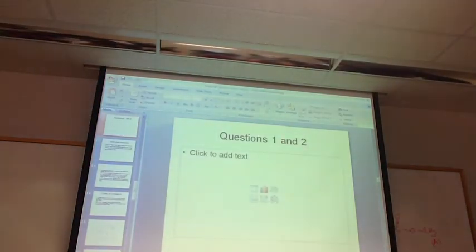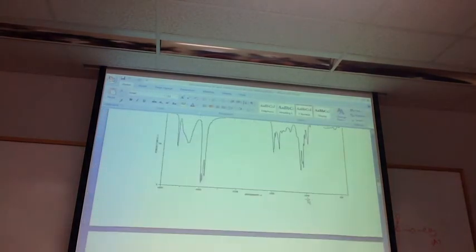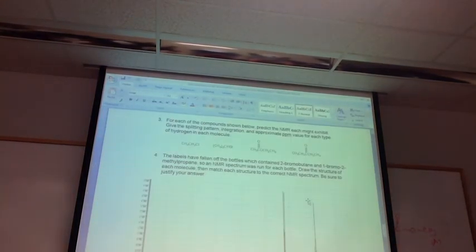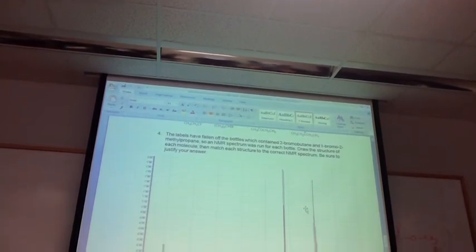Okay, so let's go on to our worksheet. Question 4 is easier to do than question 3. So let's do that. Philip, can you come up and draw the first compound that we talked about in question 4?